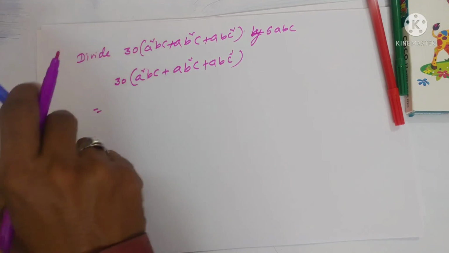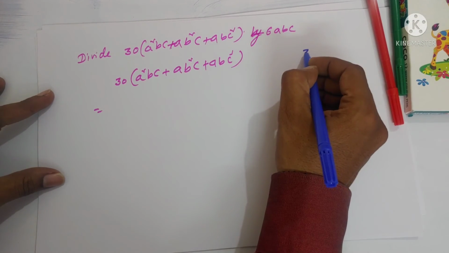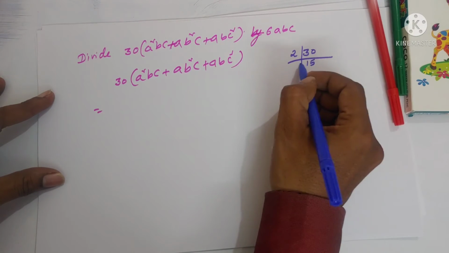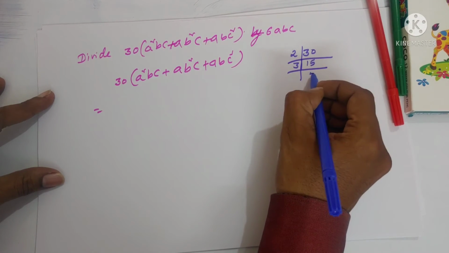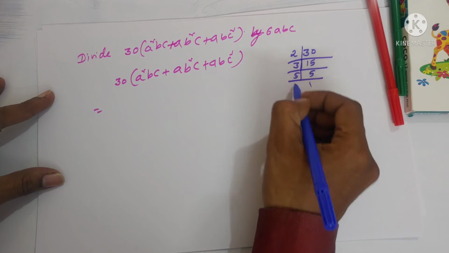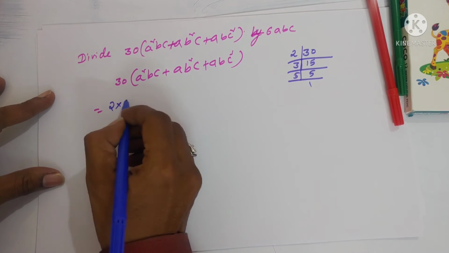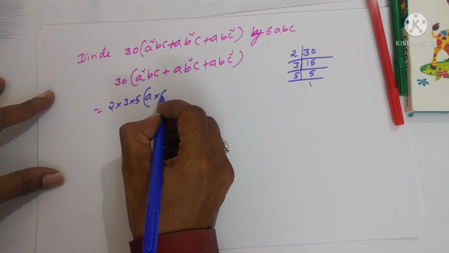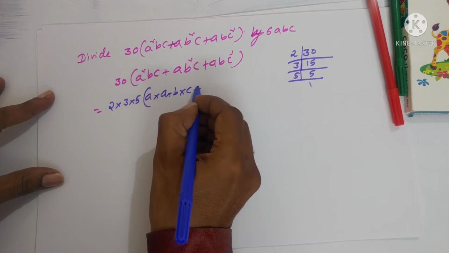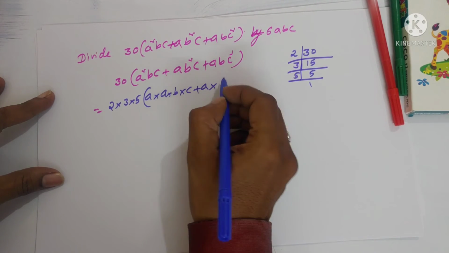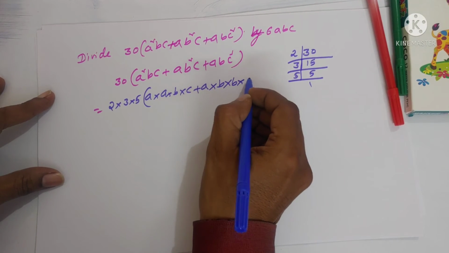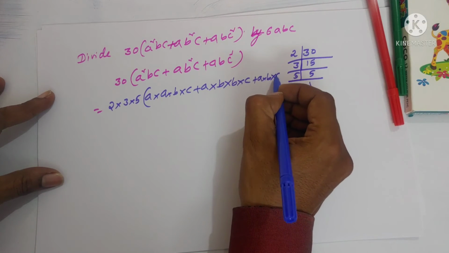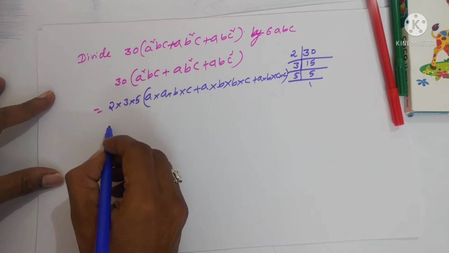Now see children, here that can be written by taking the factorization. You can write 2 into 15, then 3 into 5. That is, 30 can be written as 2 into 3 into 5. In brackets, a square can be written as a into a, into bc, plus ab square is nothing but a into b into b into c, plus abc square is nothing but ab into c into c.